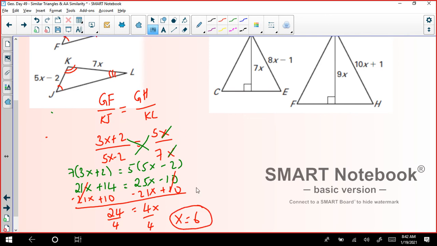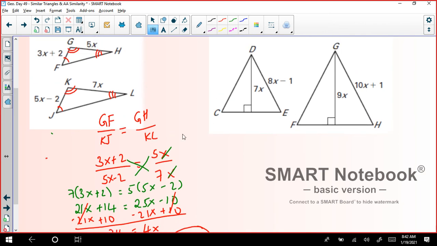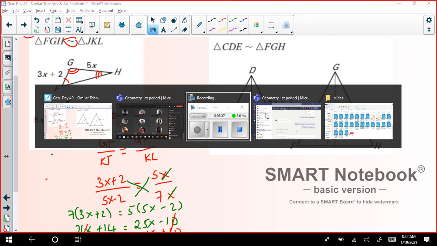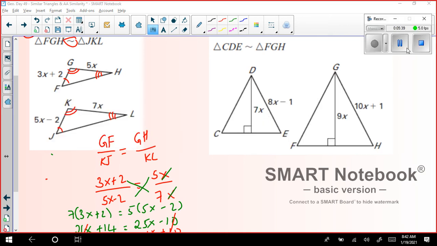I want you all to try this same way the problem on the right side. They have given triangle CDE is similar to triangle FGH and they are asking you to solve for x. I'll give you exactly a minute and then I'll go over the answer. So just try the next one.